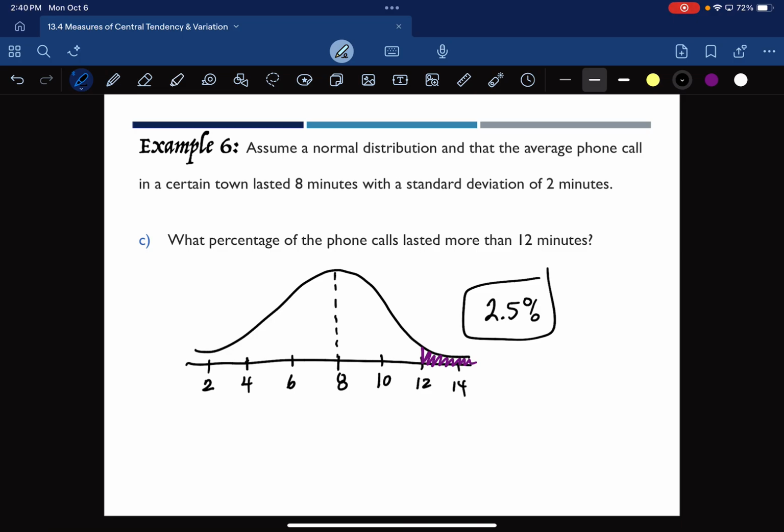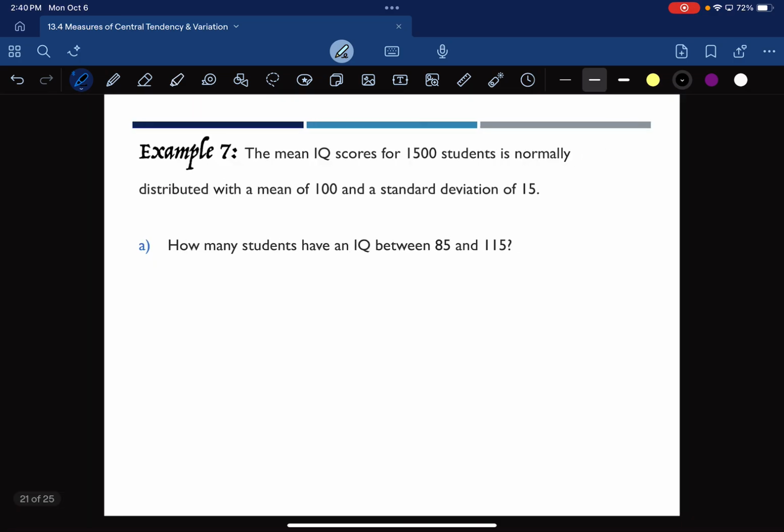Let's change contexts, okay? So this was a phone call one. Did you know your standardized tests do this? That's a legit thing. And so standardized tests, this is the mean IQ scores for 1,500 students is normally distributed. Do you see that phrase again there? If they don't tell you normally distributed, you can't use anything we're working with. They'll tell you it every time, but I want to make sure you understand it matters. With a mean of 100 and a standard deviation of 15.